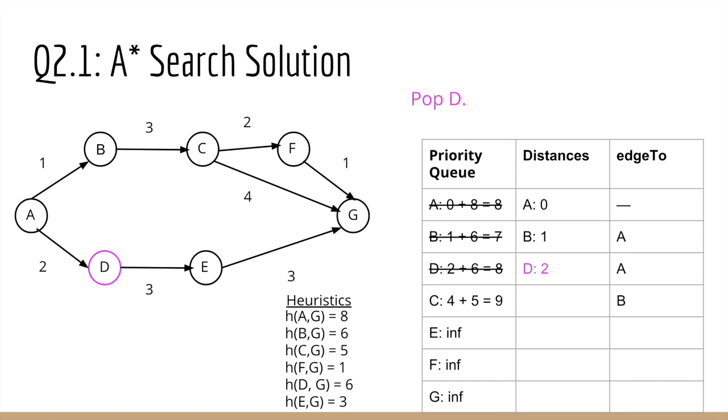We then pop D, and D is pointing to E, and the current distance is 5, plus the heuristic 3 gives us a priority of 8, and we update the queue once again. Next we pop E, it's pointing to G, and the current path distance is 8. Since this is our end goal, we don't have a heuristic value, and we are done. So the shortest path from A to G is from A to D to E to G.